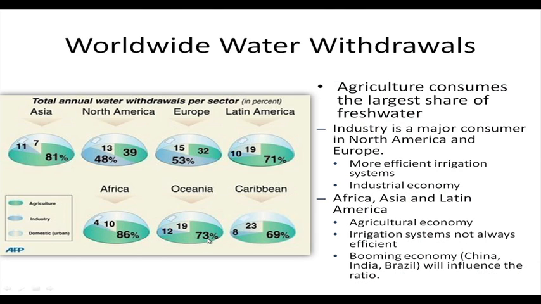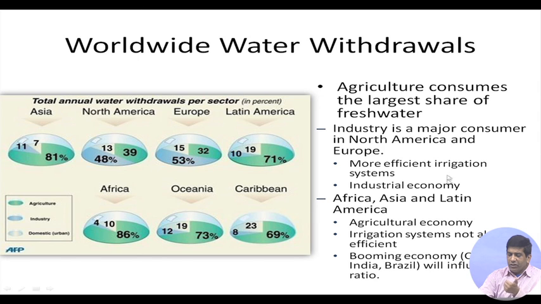You can see Africa, Oceania and the Caribbean are very similar to what we see in Asia or in Latin America. So agriculture dominates throughout the world, as opposed to North America and Europe, where industry dominates, with 53% and 48% going to industry. Other than North America and Europe, in other countries it's agriculture which dominates the water demand, and then the rest is water demand from the domestic sector, which varies from place to place.